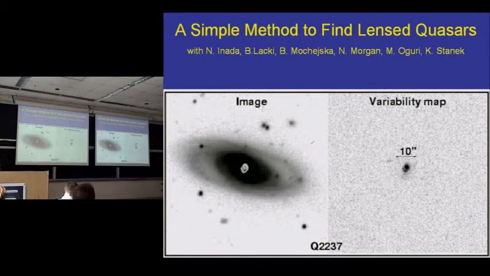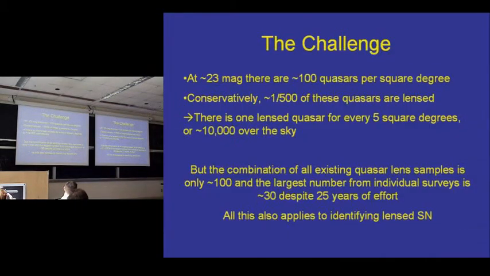Okay? That's the basic scheme, and now we'll spend the rest of the time boring you with some details. The challenge is that if you go to 23rd magnitude, which is about the level where something like LSST can monitor the sky with, say, 10% accuracy without any particular difficulty, you have about 100 quasars per square degree. About 1 in 500 of those are lensed, so there's about 1 lensed quasar for every 5 square degrees on the sky at this level, and so there are about 10,000 lensed quasars on the sky.